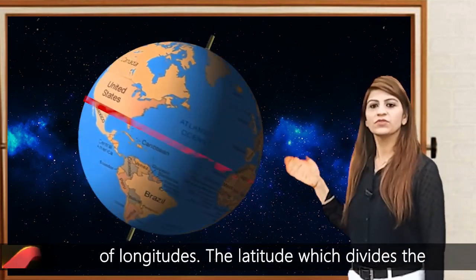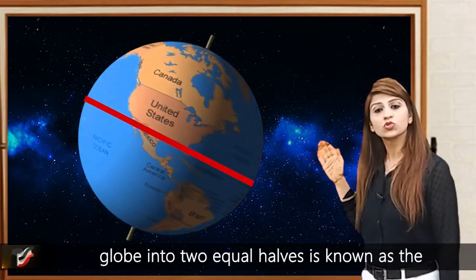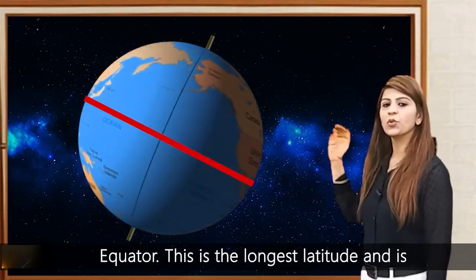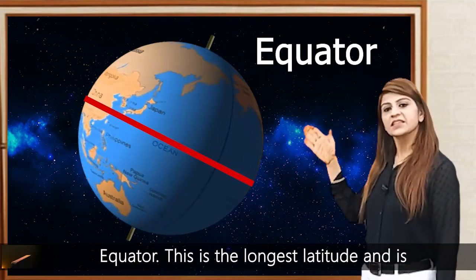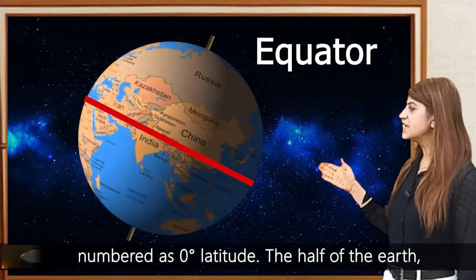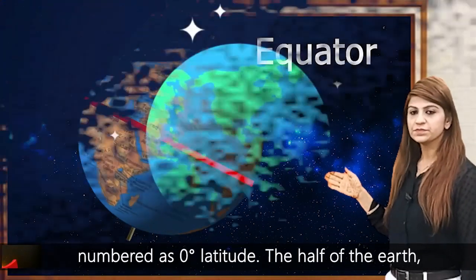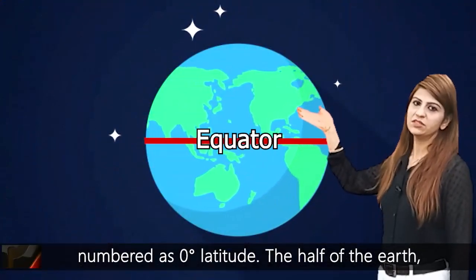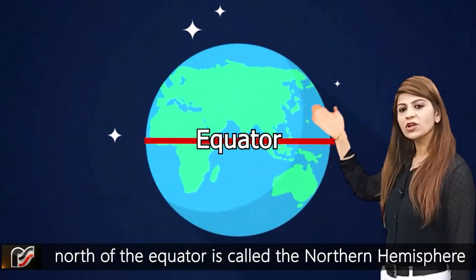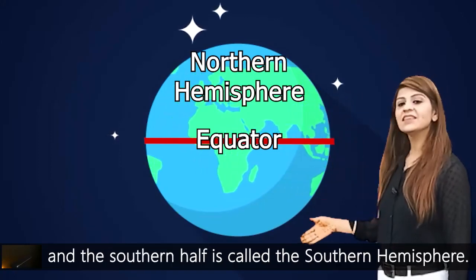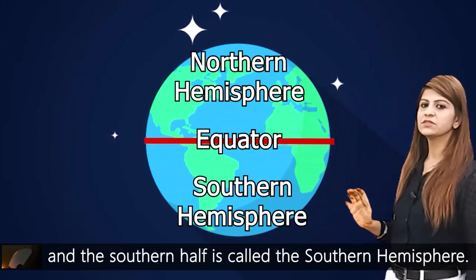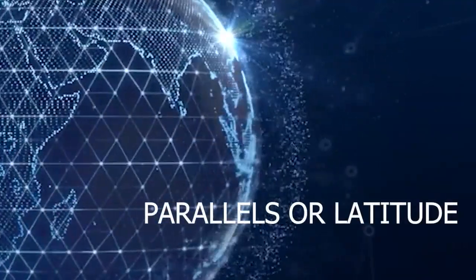The latitude which divides the globe into two equal halves is known as the equator. This is the longest latitude and is numbered as 0-degree latitude. The half of the earth north of the equator is called the northern hemisphere and the southern half is called the southern hemisphere.